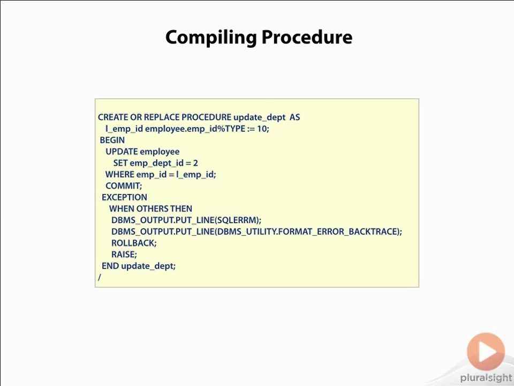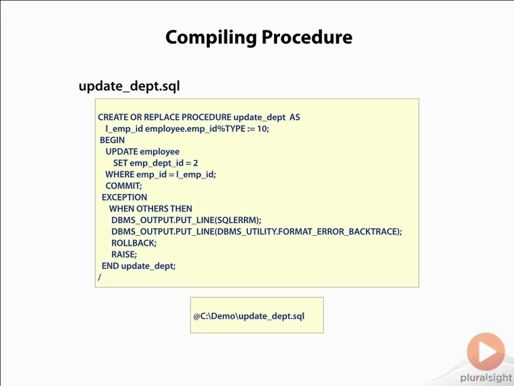Oftentimes, you would have saved your procedure in a file to check it in a source control repository. You can compile the procedure which is in a file. Say we have this procedure in a file named update.dpt.sql. You can give it any name, but I like to give it the name of the procedure or function so that it is easy to identify, followed by a .txt or .sql extension.